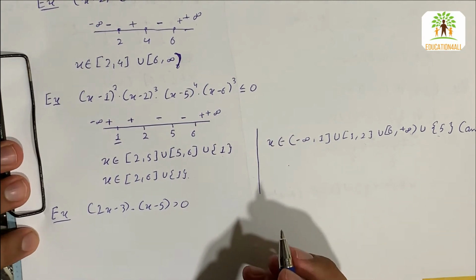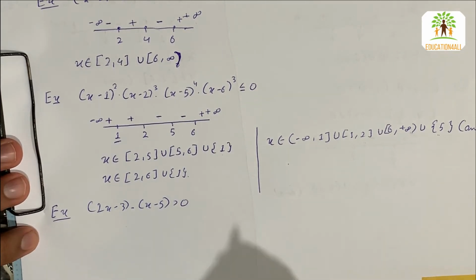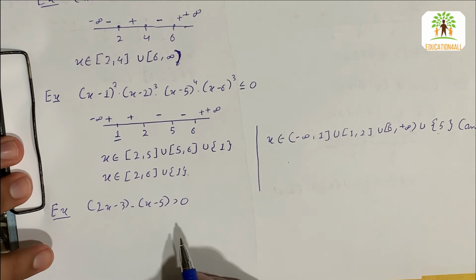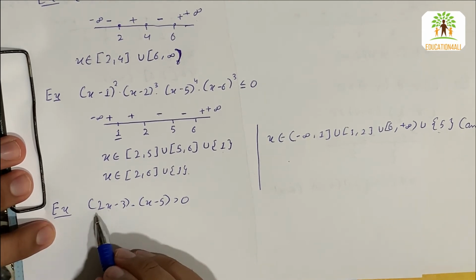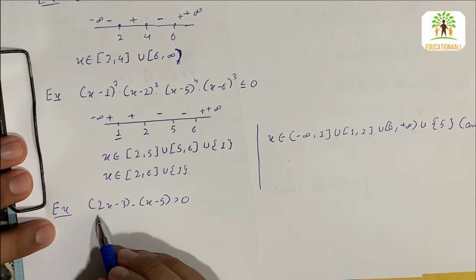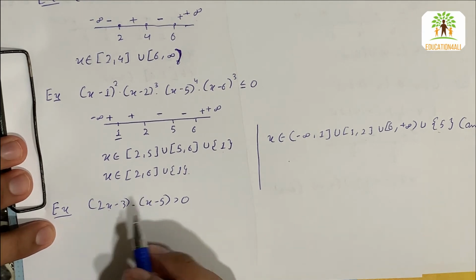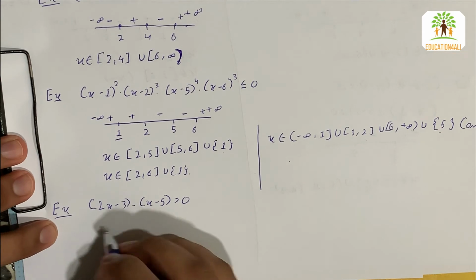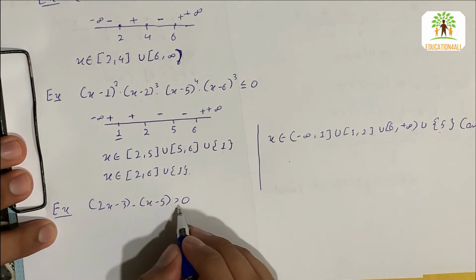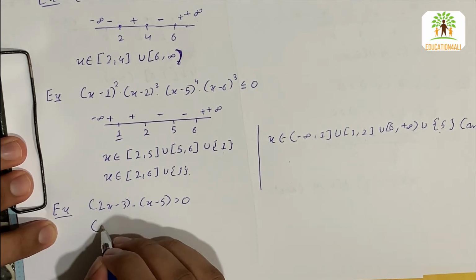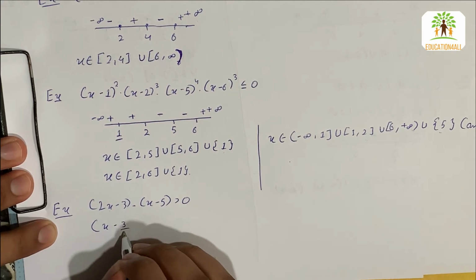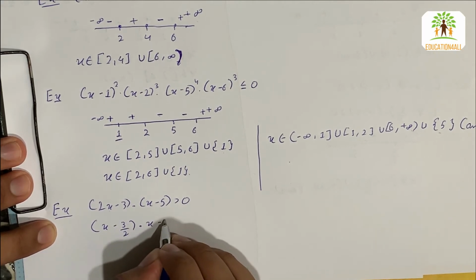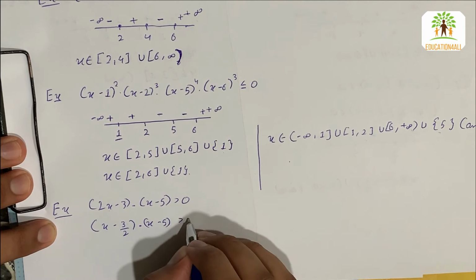Now, a very important point that you should note is that in the Vivica method, the coefficient of x should always be 1 and no other coefficient should be there. Here we can see that we have a coefficient of 2 with x. So, to remove this, we divide this by 2. x minus 3 by 2 times x minus 5 greater than 0.